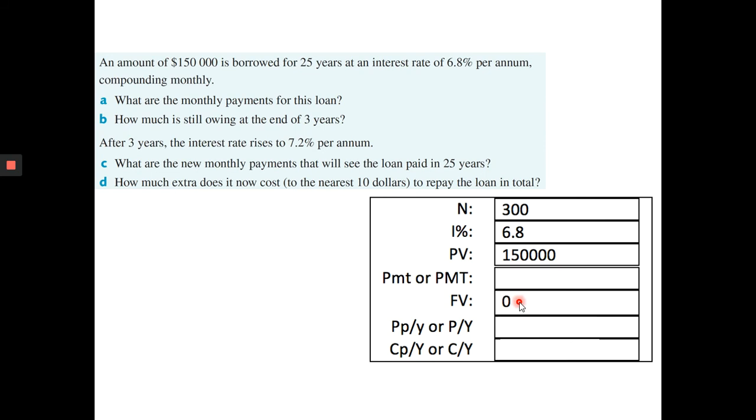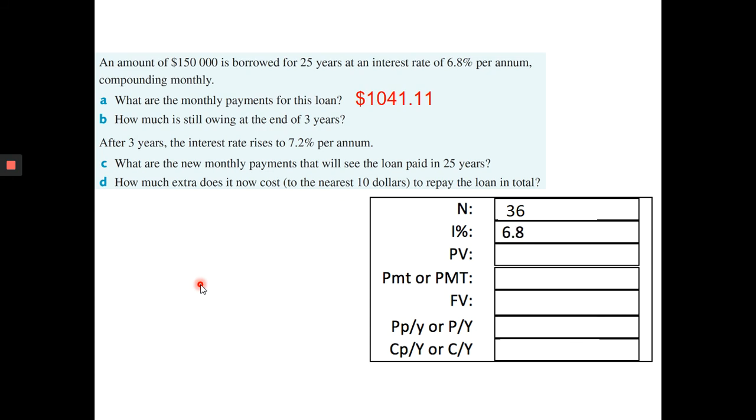So that's 0, 12, 12. You see, the examples are very, very similar, aren't they? So, what are the monthly payments? 104,111. How much is still owing at the end of 3 years? So 3 years, 3 times 12, 36.